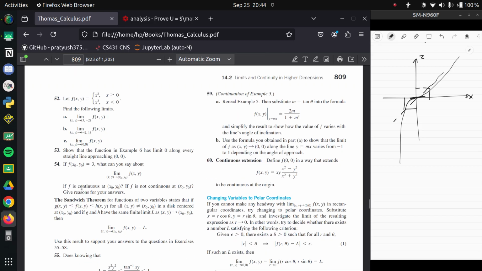I'm not going towards that. If f(x0, y0) is equal to 3, what can you say about the limit as (x, y) tends to the point? If f is continuous, in that case this limit is going to be equal to 3. If it's not continuous, it does not mean that this won't be equal to 3. Actually, no, in that case the limit might not even exist in the first place.